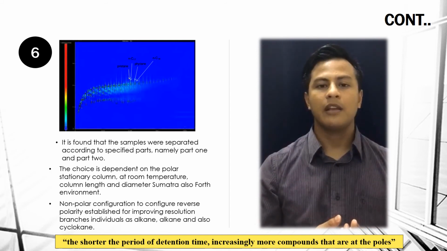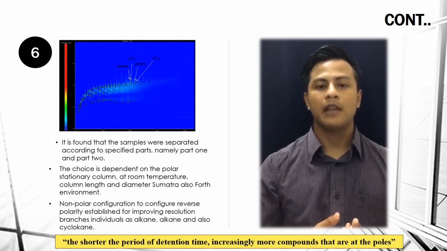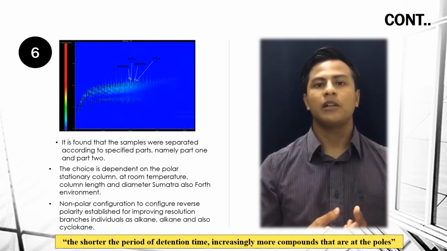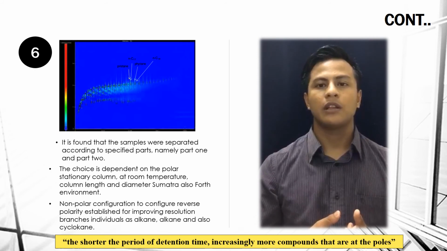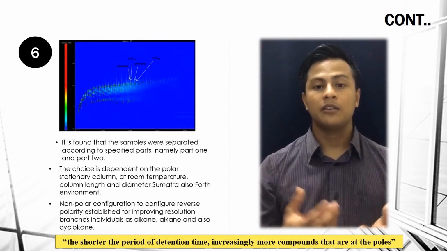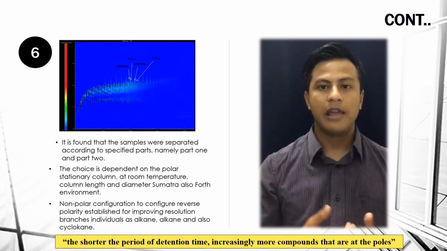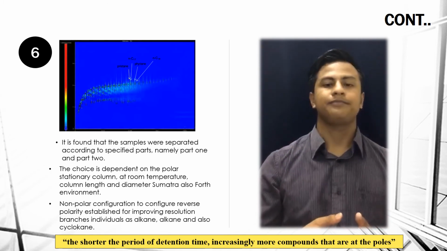From the observation that has been made, the reverse configuration looks like the normal configuration turned upside down. So the conclusion that can be made is that the shorter the retention time, the more compounds there are that are polar. Thank you.